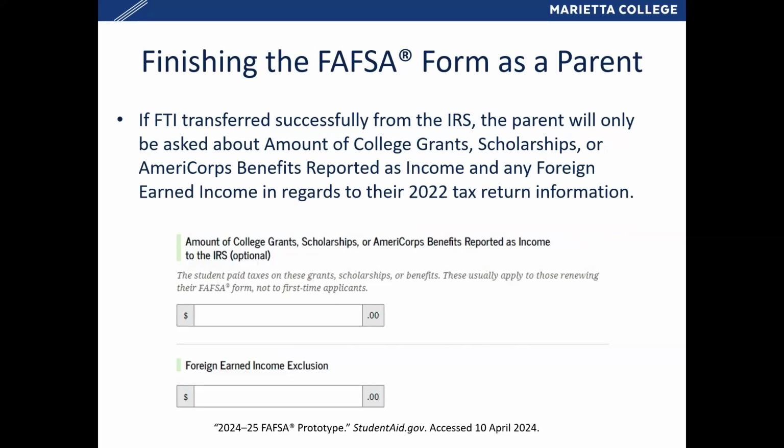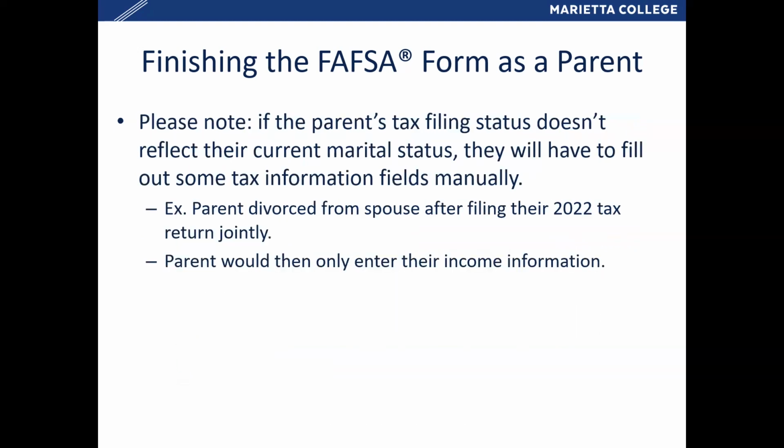And if the parent's federal tax information transfers successfully from the IRS, the parent will only be asked about the amount of college grants, scholarships, or AmeriCorps benefits reported as income, and again, any foreign earned income in regards to their 2022 tax return information. Please note if the parent's tax filing status doesn't reflect the current marital status, say the parent that's filling out the FAFSA was married in 2022 and filed jointly and is now divorced and not remarried or remarried to someone else, they will have to fill out the tax information fields manually.